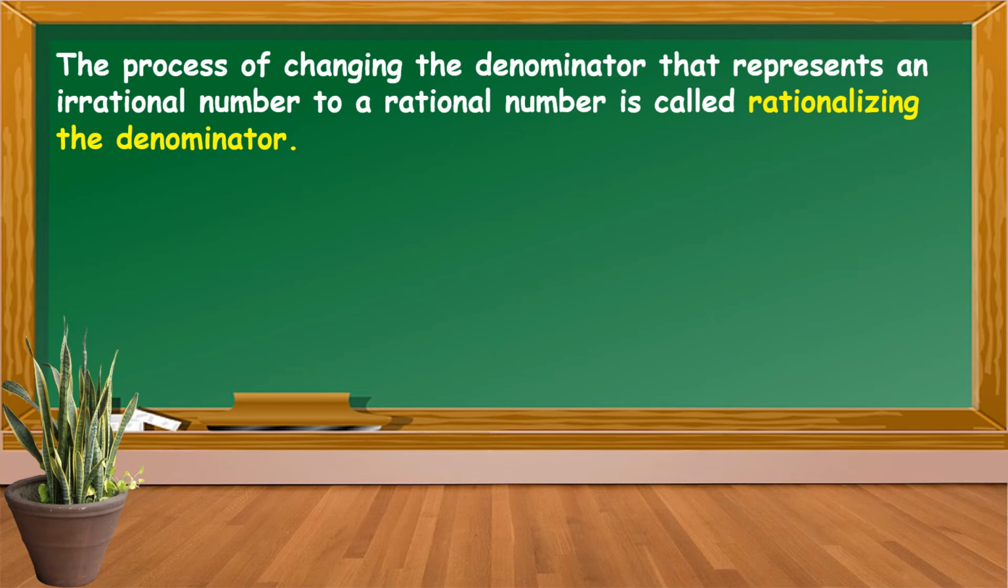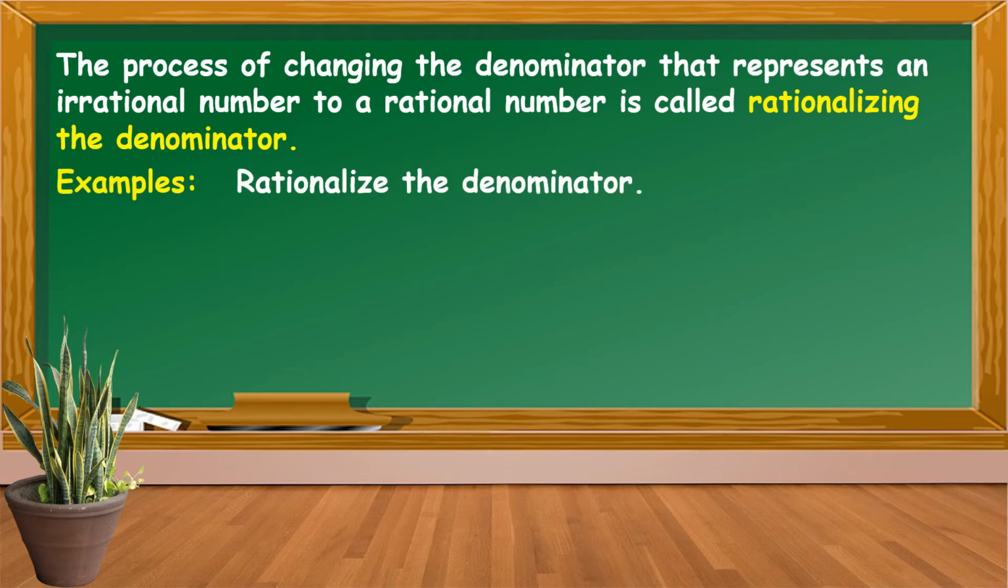So, to understand, we'll have this example. Rationalize the denominator. This is a process when you are going to make sure that there is no radical in the denominator. Now, number 1, square root of 9 over square root of 2.